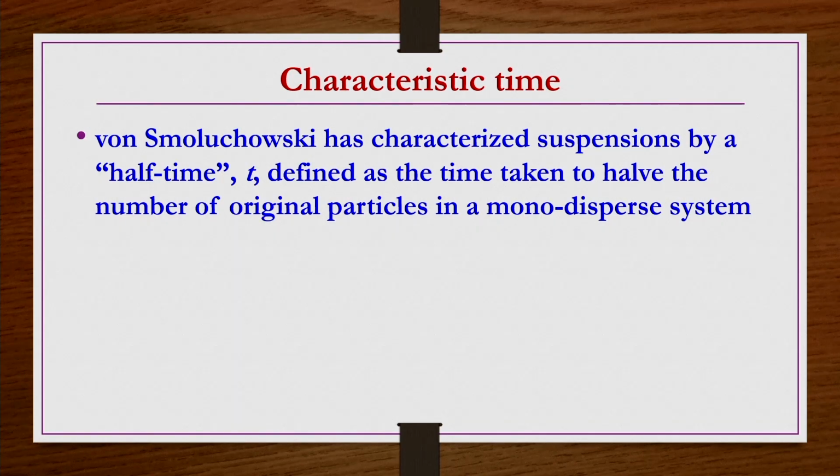system. You have a monodispersed system, let us say 1000 particles initially, right. Now you are doing the agglomeration, so the particles are joining together and bigger particles are forming. Obviously, the number of particles will reduce, though the weight may remain the same. So, when these 1000 particles reduce to 500 particles by the agglomeration process, how much time it has taken, that is known as the half time, and this time is taken as a kind of characteristic time according to the researcher von Smoluchowski.